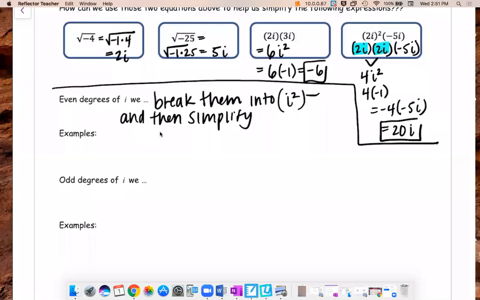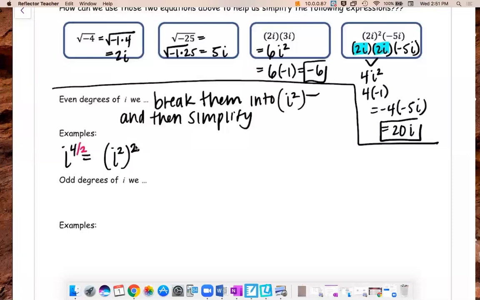Let's say I have i to the fourth, and I want to figure out what that simplifies down to be. So what I'm going to do is break them into i squared. The easiest way to do this is to take this exponent and divide by 2. Remember, this is only if it's even. So if I do 4 divided by 2, that means there's going to be 2 i squareds. So I'm going to write this as i squared, squared. That means if I multiply these two 2's together, I get back to this 4. So this 4 divided by 2 ends up being my exponent.